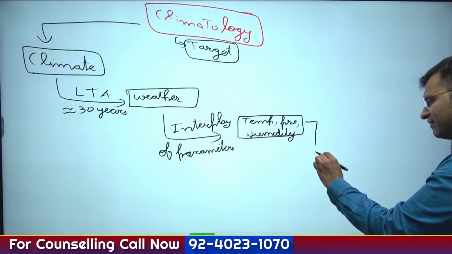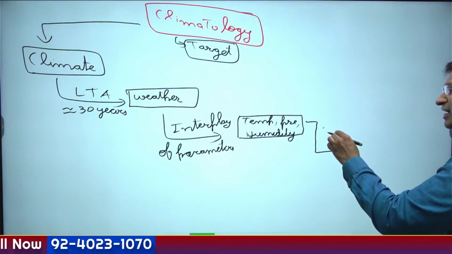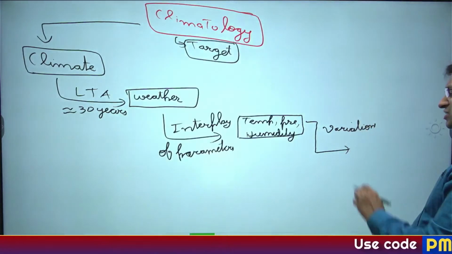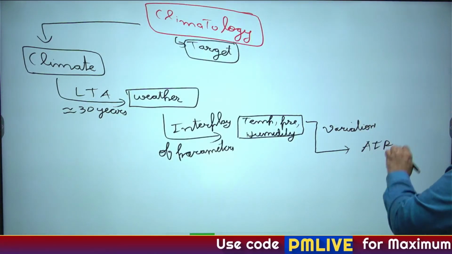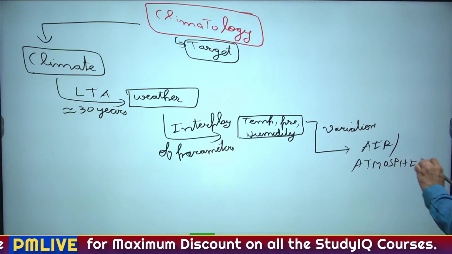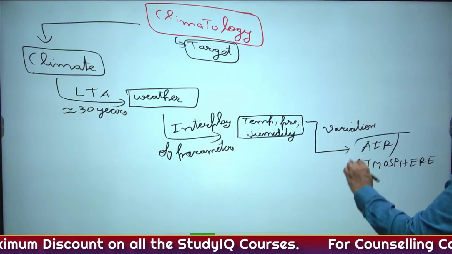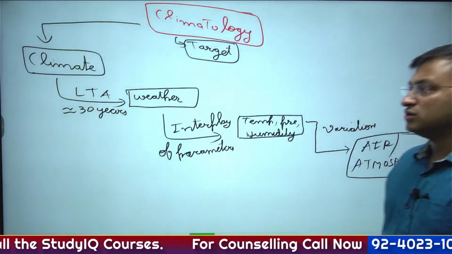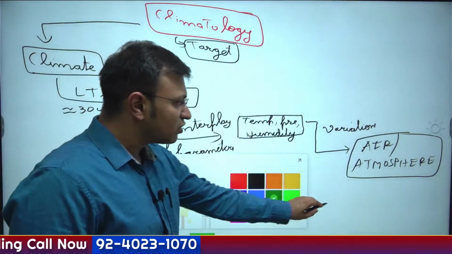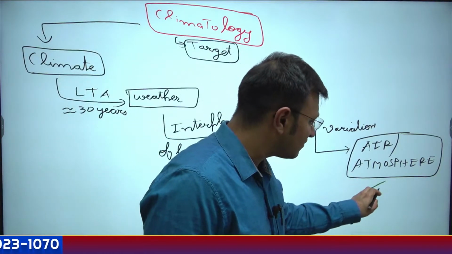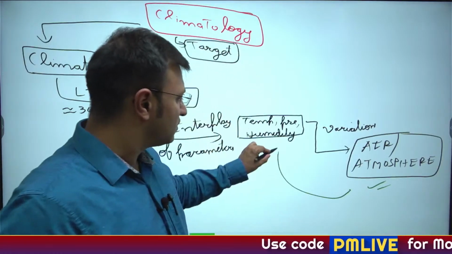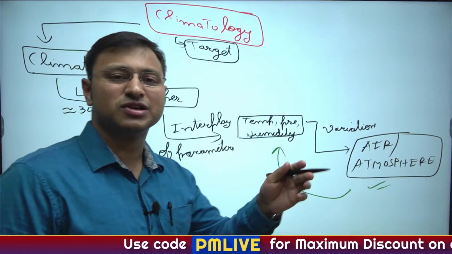Then where will this temperature, pressure and humidity vary? Where will they show variations? So the variations will be shown in the air, and air is nothing but what? Air is nothing but the atmosphere out there. So, in order to understand climatology, your pedagogy or your methodology should be such that first of all you understand what is the atmosphere, what is its structure, what is its composition, then you understand the variations of temperature and pressure.